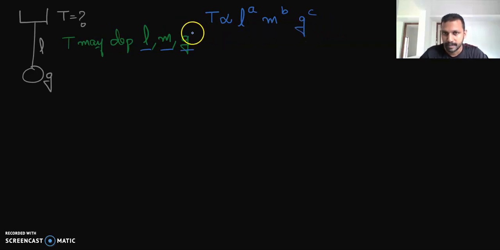Now this is an equation. If this is an equation, it has an LHS and an RHS. What is the LHS, that is, the left hand side of this equation? It is T. Clear? What is the RHS? For this equation, the RHS is L raised to A, M raised to B, G raised to C.